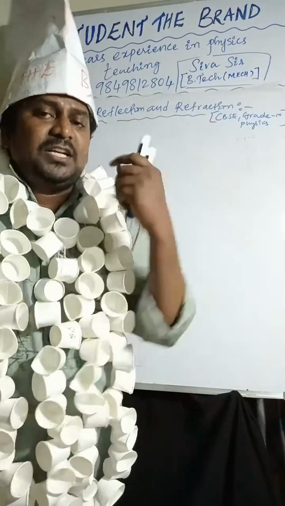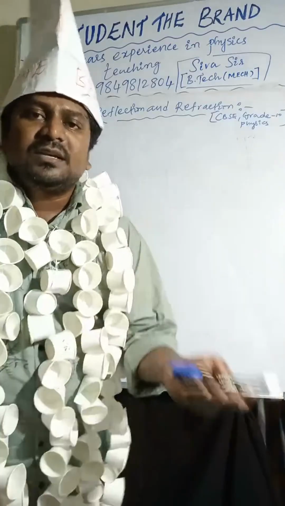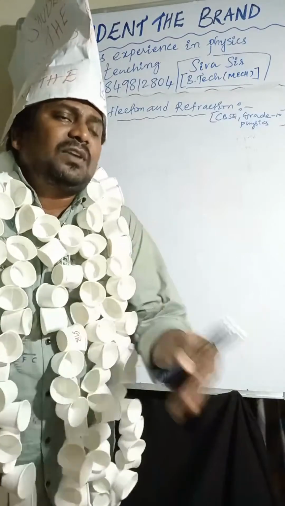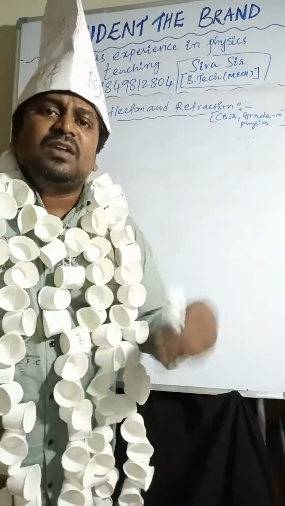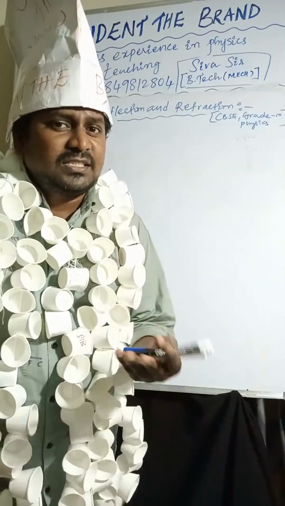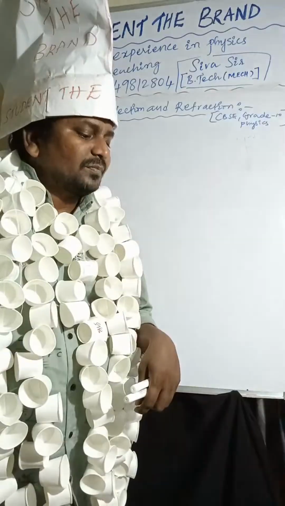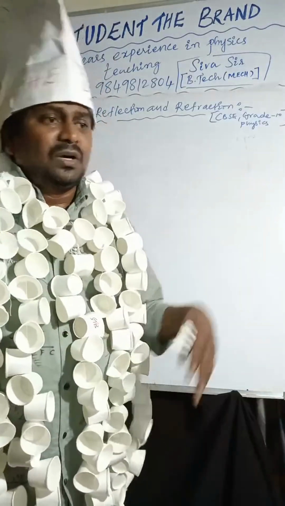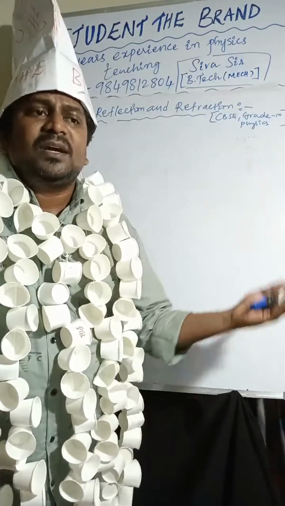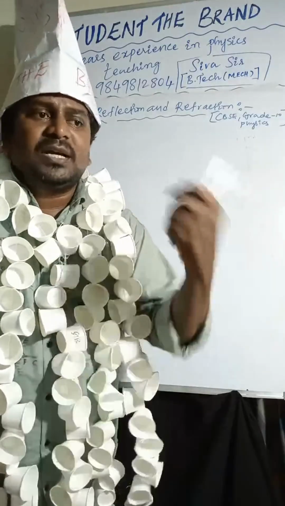Define reflection. The bouncing back of the light from the reflecting surface is called reflection of light. So is angle of incidence equal to angle of reflection? Yes. What is the angle of deviation formula? Angle of deviation formula is 180 minus 2 angle of incidence, or 180 minus 2 angle of reflection.